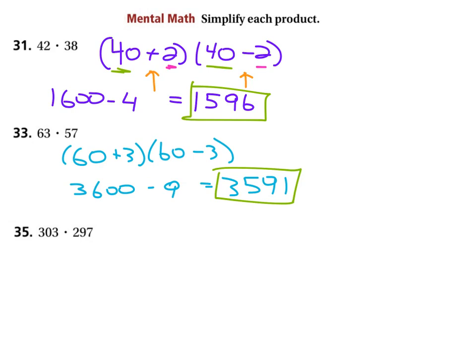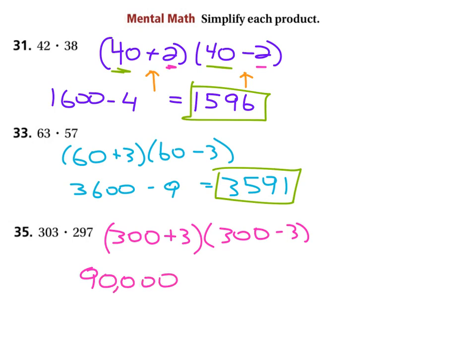Nice. Let's do it one more time. 303 and 297. They are both 3 away from 300. So this is 300 plus 3, 303. And this one is 300 minus 3, 297. So we square 300. 3 times 3 is 9. We've got to put 4 zeros on it. 90,000. And we square 3. 3 times 3 is 9.